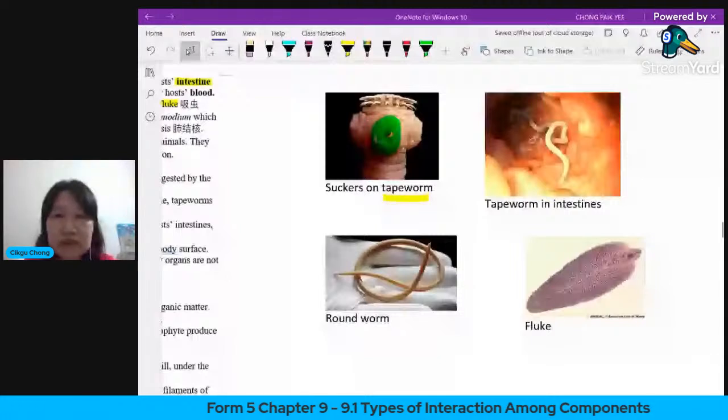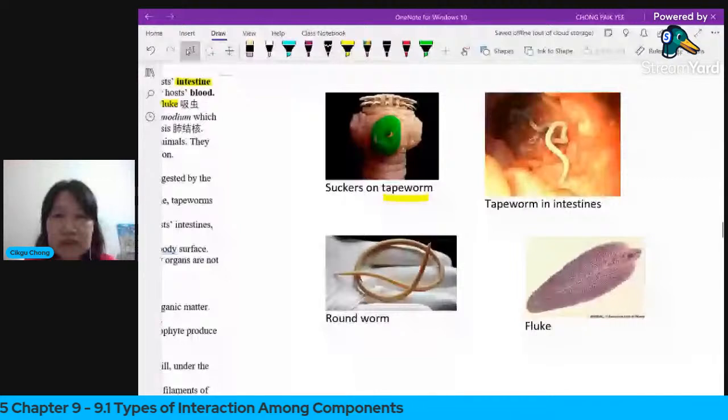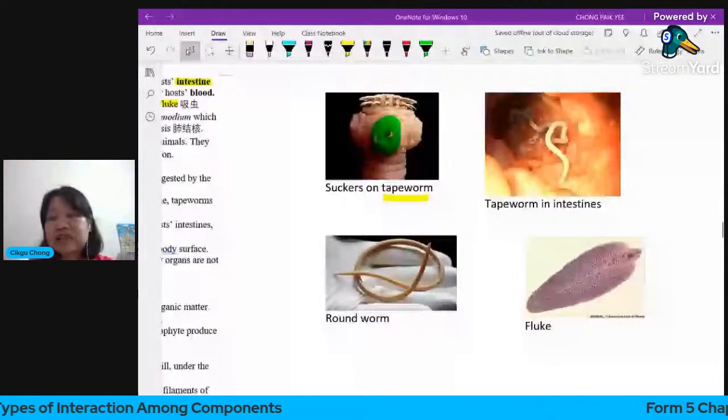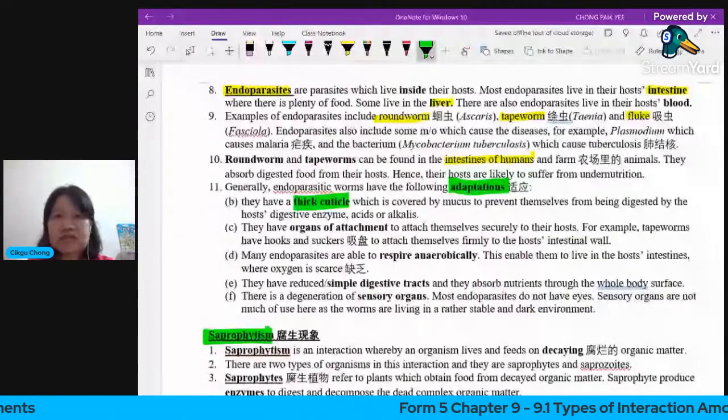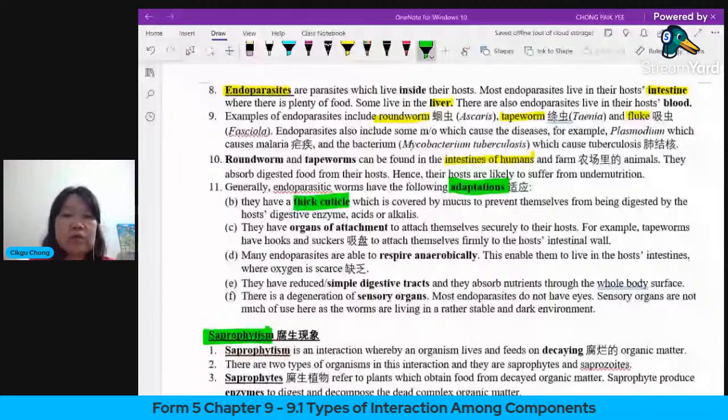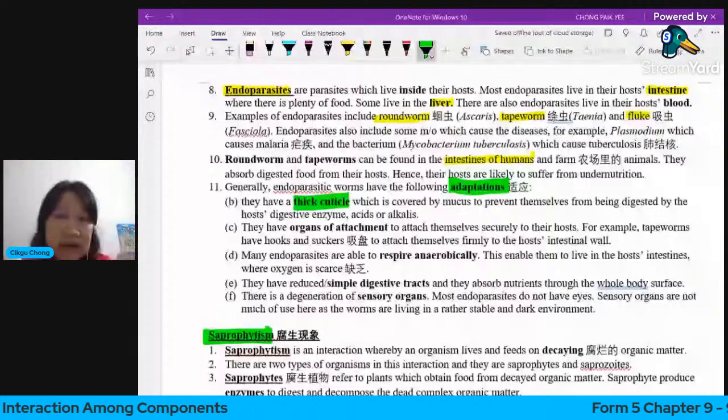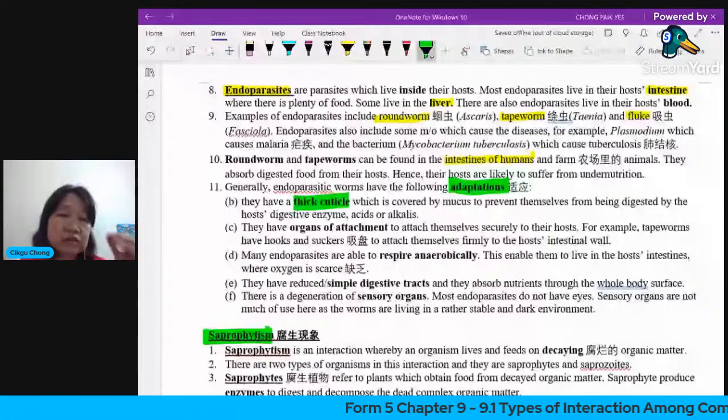So first of all, they have a thick cuticle. Okay, they prevent themselves from being digested. Of course, they cannot die, right? They don't want to die, because in our intestines, we also have enzymes, right? We have acids and alkaline, because the enzymes work well under acidic or alkaline conditions. But in the intestine it is alkaline. So with your thick cuticle, you have to protect yourself. You have to have a covering.